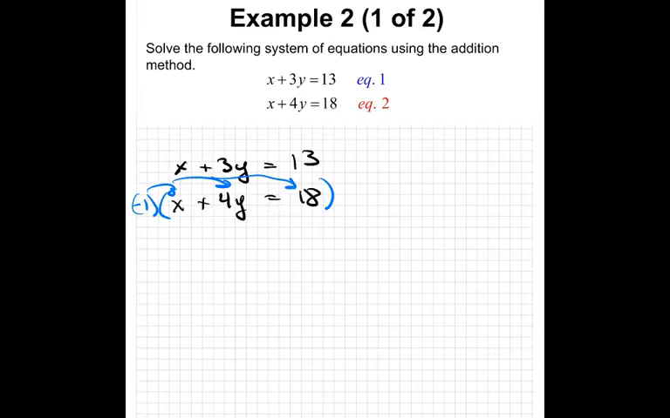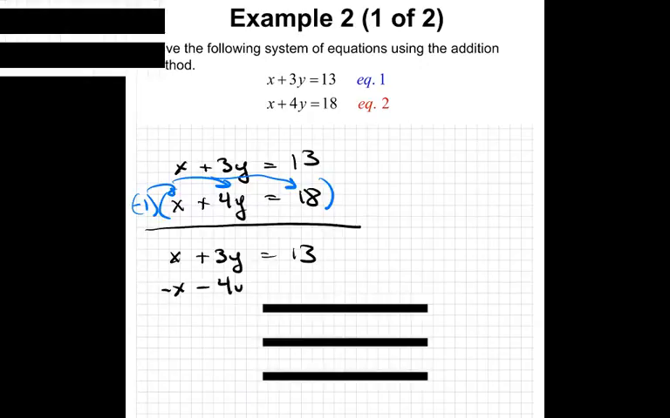If we do this, the first one just comes down and stays as is: x plus 3y equals 13. Now if we multiply the second row by -1, we're going to get -x minus 4y equals -18.